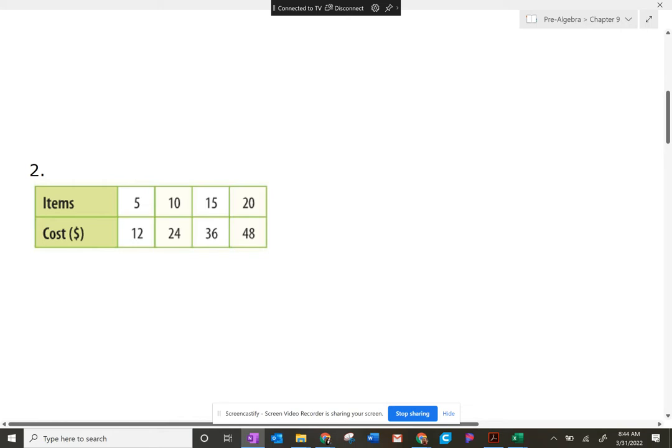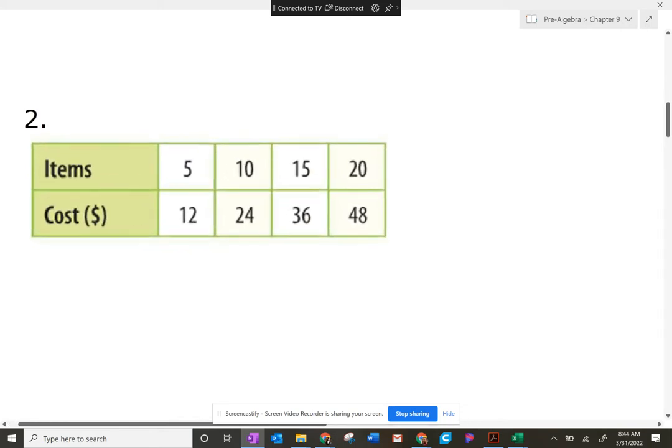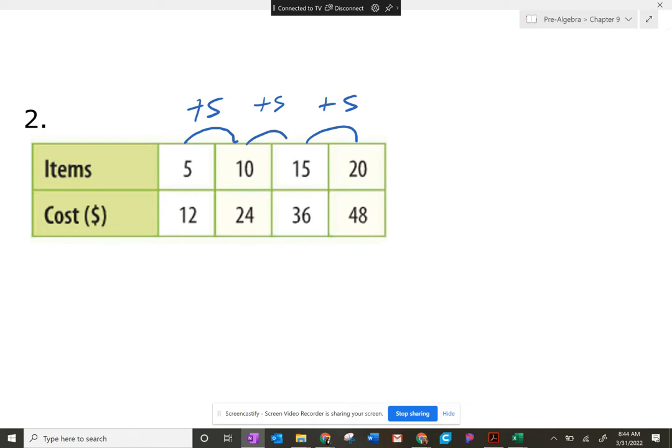All right, now I'm going to look at this next one. Hopefully you can kind of help me out here. In between this one and this one, how much is that changing? Goes up by 5. In between this one and this one? Up by 5. This one to this one? Okay, so are all my top numbers the exact same? Yes. So far, yes. I like exactly what I see.